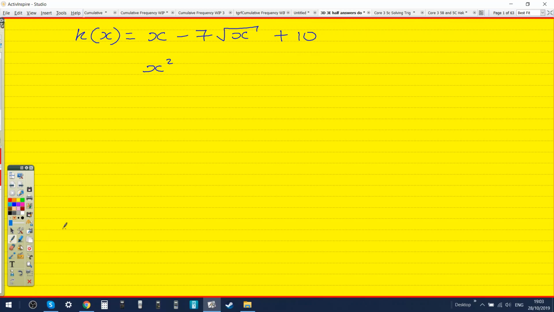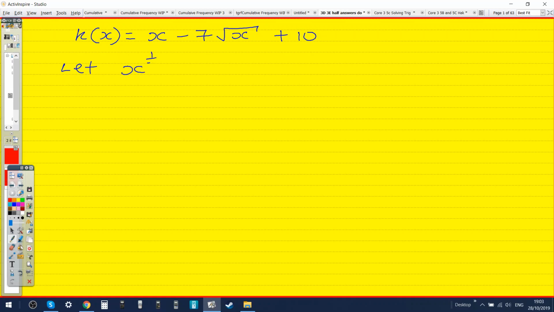What if you said, let's say x to the half. So root x is x to the half. I'll just leave those as root x, we'll see how we go. Let root x be equal to a. So what will happen there?